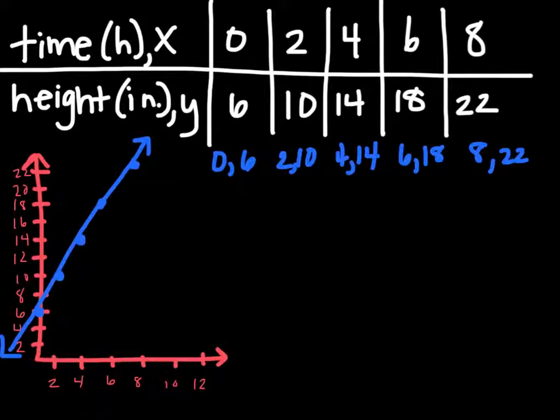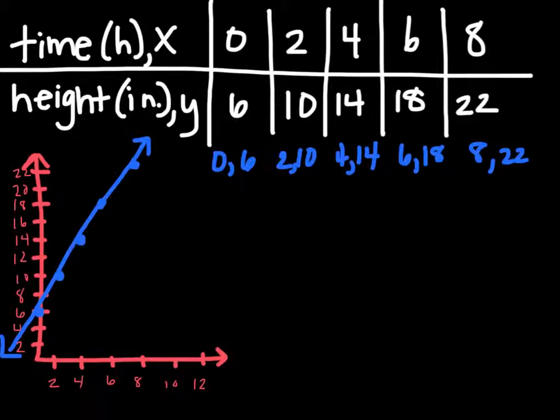The points lie on a non-vertical line, so the table here is a linear function. Okay? Now, our next job is to write an equation for this function. First, we want to find the slope using any 2 points on the line. I'm going to pick the first two, (0, 6) and (2, 10).